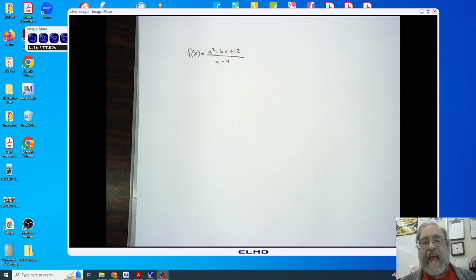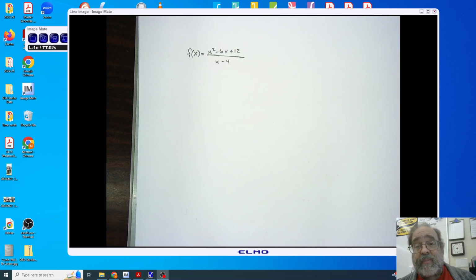Today we are looking at analyzing rational functions. Specifically, I have a function on the whiteboard here, f of x equals x squared minus 6x plus 12 over x minus 4. And I'm using this as just a review to help people who are still struggling with analyzing their functions. So the first thing you want to try to do is find your x-intercepts.